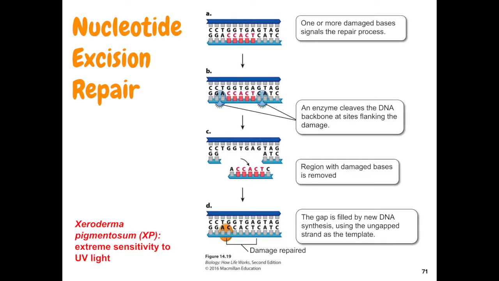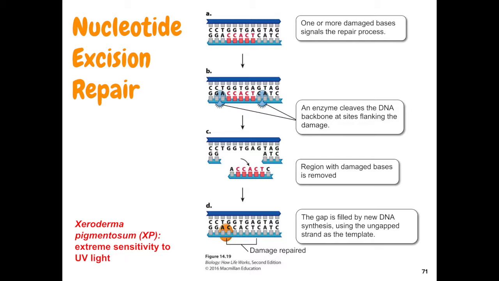And the last one is called nucleotide excision repair. Nucleotide excision repair occurs when one or more damaged bases need to be repaired. An enzyme is going to come in and cleave the DNA backbone at sites both to the right and to the left of the area that's damaged. It's going to signal to enzymes to remove that segment, and then DNA polymerase 1 is going to come in and replace those nucleotides with new nucleotides to fix it.